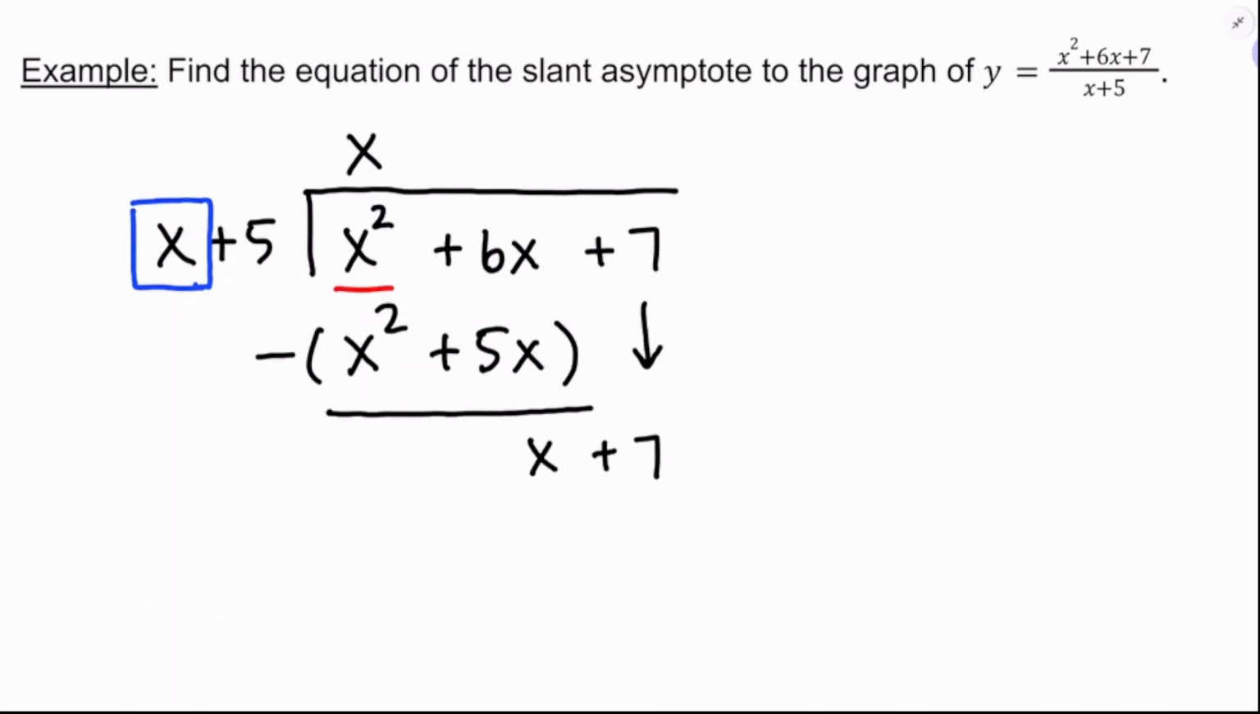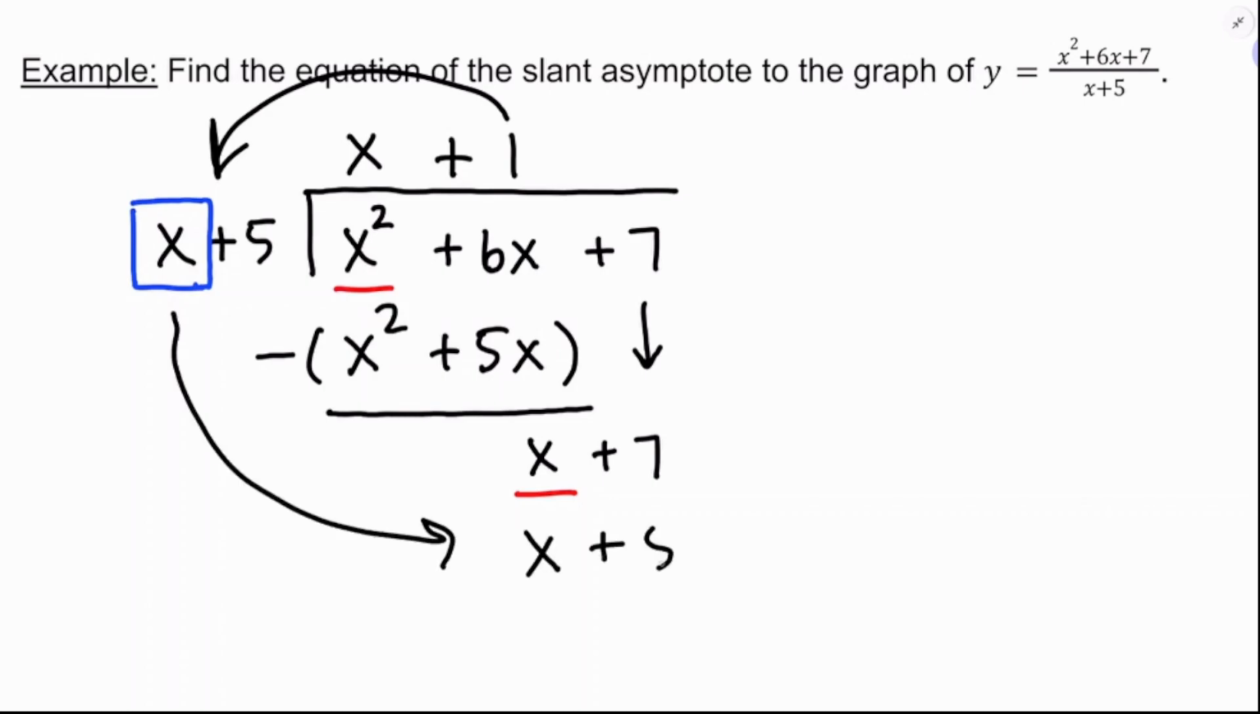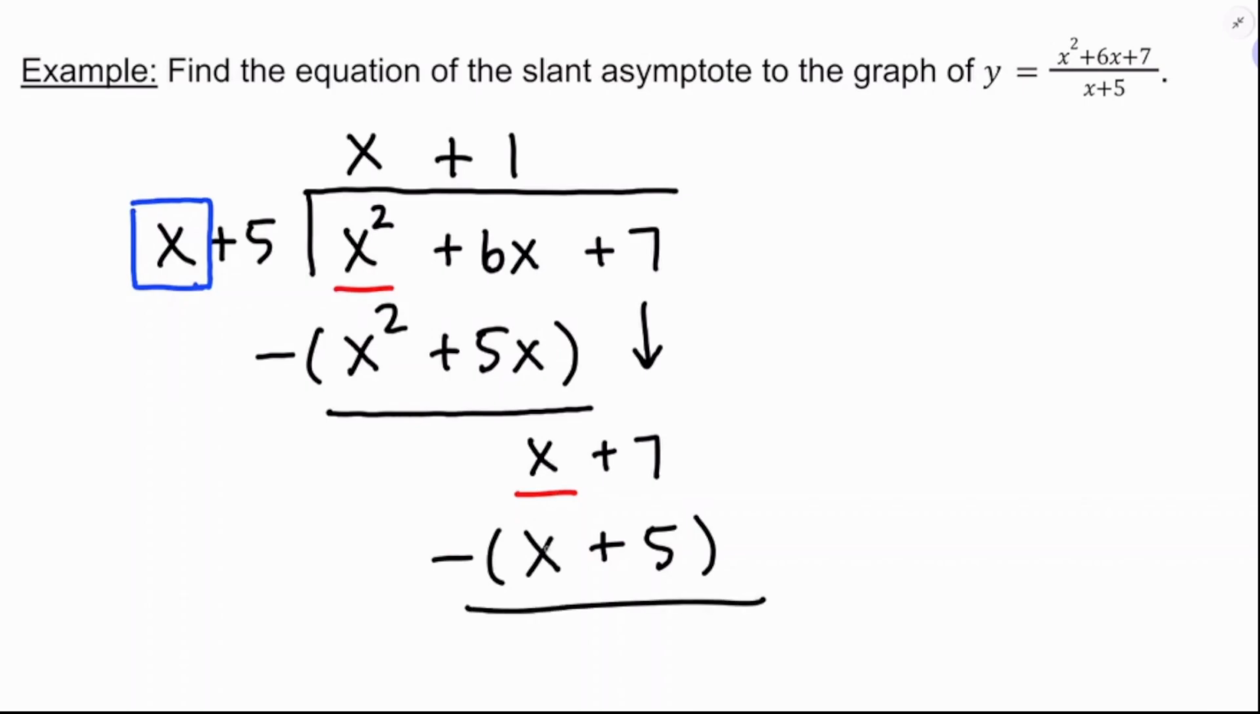Okay, then I'm going to ask myself, what do I multiply x by to get x? And it's going to be a plus 1. So then I multiply the 1 over the x plus 5 and copy that down here. 1 times x plus 5 is going to be x plus 5. And I'm going to subtract. And I'm going to have x minus x is 0, and 7 minus 5 is 2. Okay? And now that I have nothing left to drop down, that means this is my remainder.